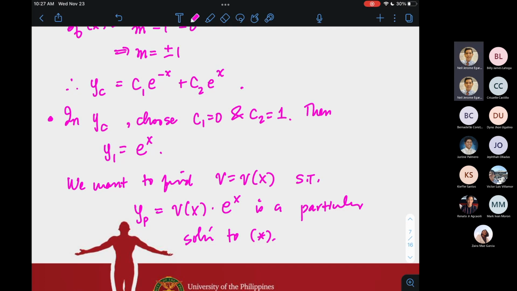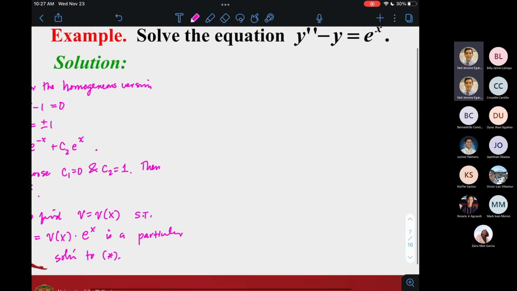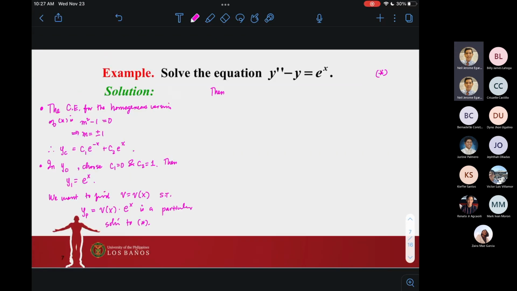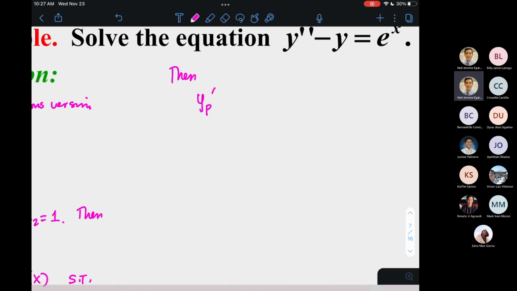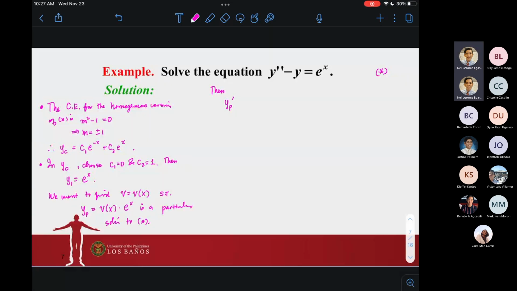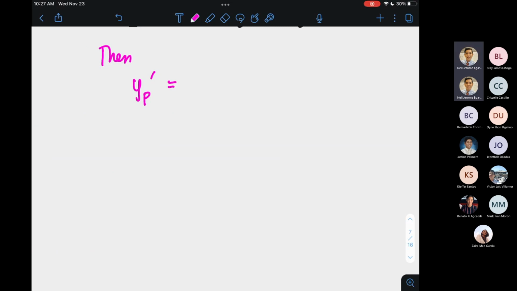Now, katulad nung sa derivation natin, I will compute for y sub p prime. Ito ay equal sa, i-differentiate lang natin using the product rule. So this is gonna be v of x. Kung nalilito kayo kung sino yung function ni x, sino yung constants, better write v as v of x so that you don't forget that v is a function of x. So I'll have v of x e to the x plus v prime of x e to the x.